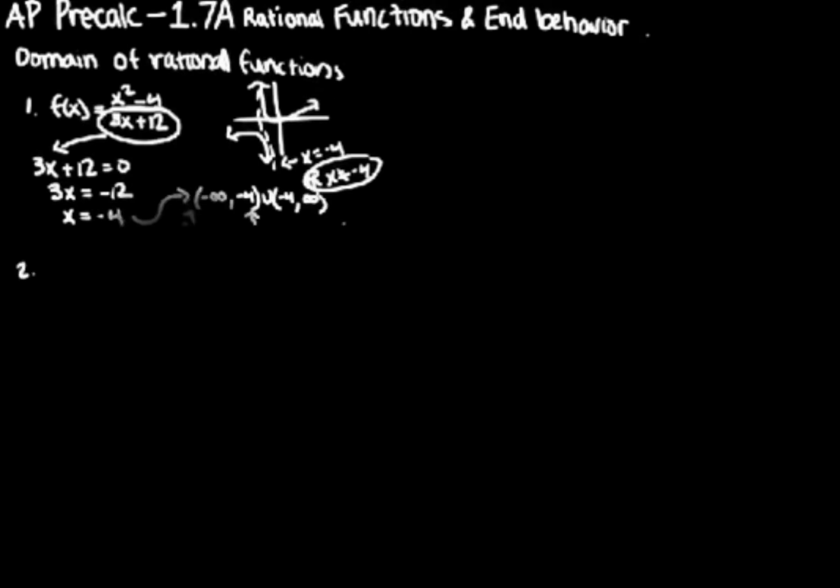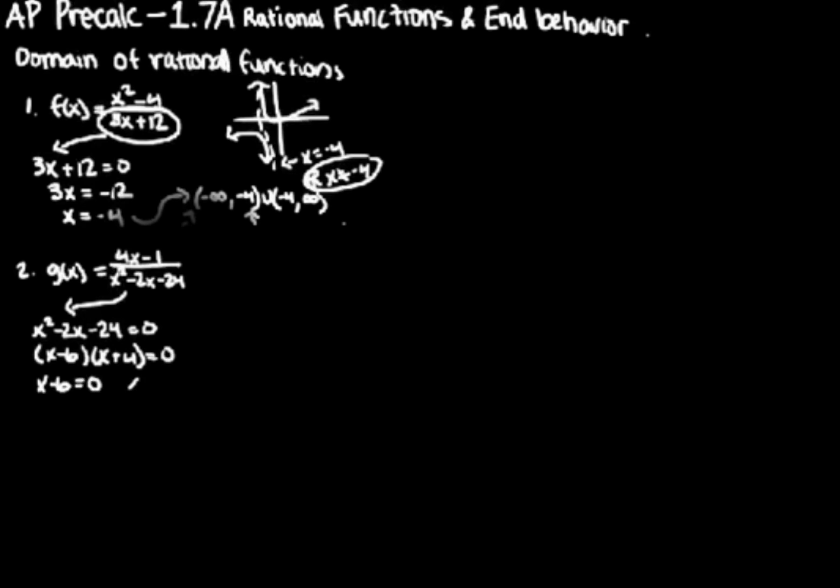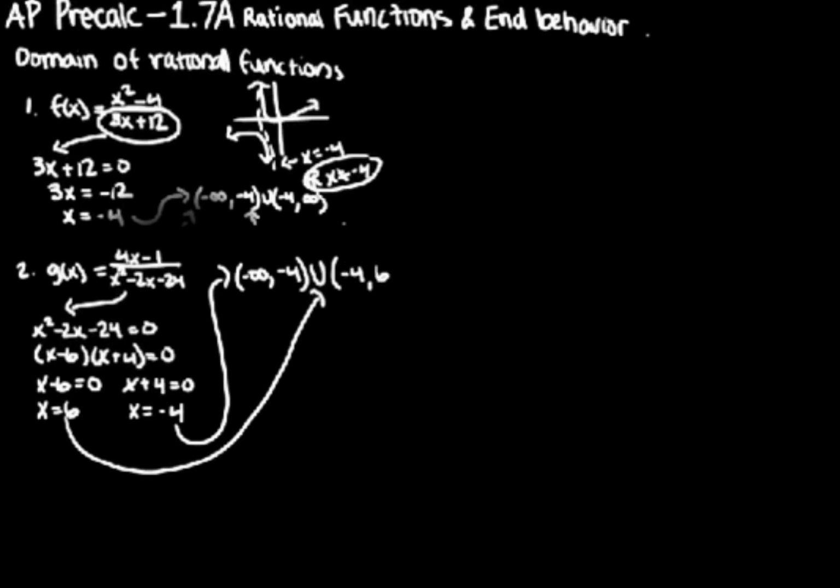Then we're going to try another example. Same thing, g of x equals (4x minus 1) over (x squared minus 2x minus 24). We're going to set the bottom equal to 0, but for this one, we're going to need to factor it to solve. So you end up getting (x minus 6) and (x plus 4), and then you set those equal to 0, and you'll end up getting 6 and -4. And then you're going to do the same thing and plug into the same format that we used. So you have negative infinity, -4, union, then -4, 6, union, and then 6, positive infinity.